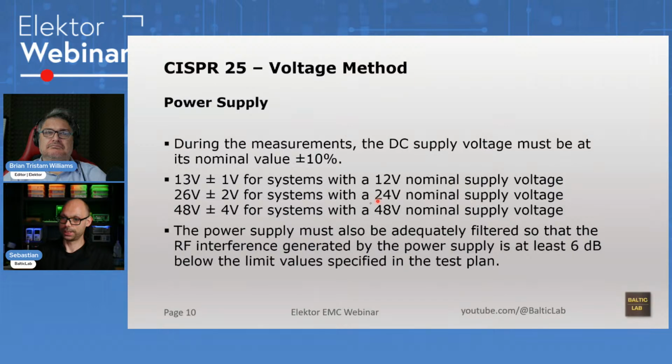And now comes the challenging part. The power supply must be adequately filtered so that the RF interference generated by the power supply is at least 6 dB below the limits.